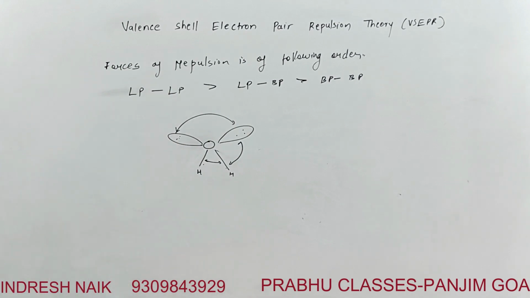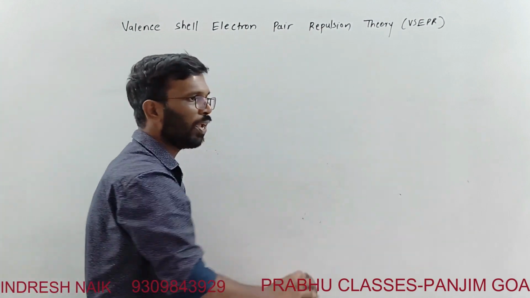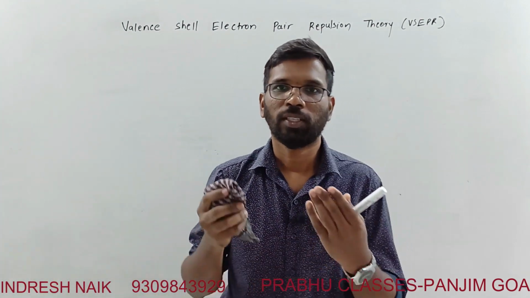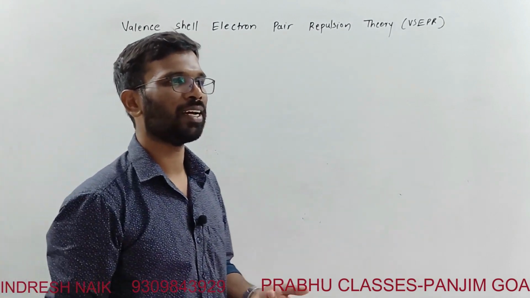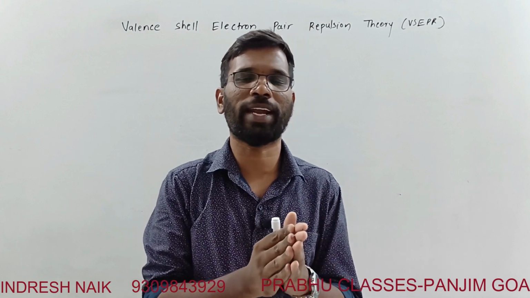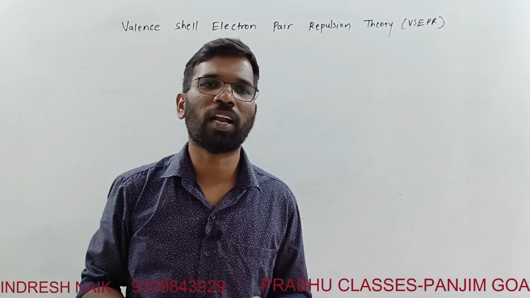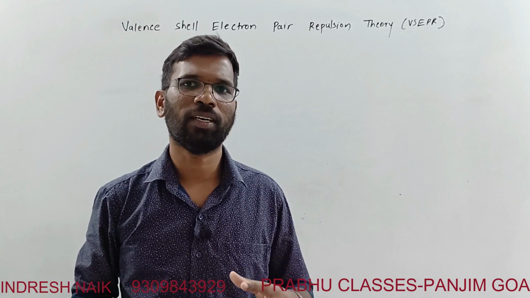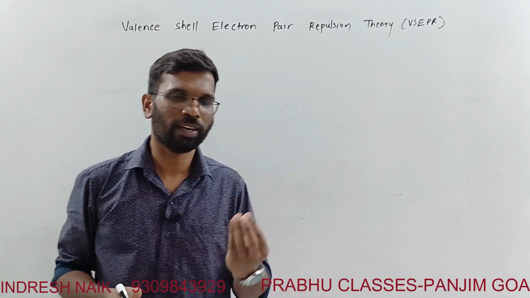Let's understand some structures using valence shell electron pair repulsion theory. Why do only certain molecules have a certain geometry? Why are bond pairs oriented so? Generally we write that the water molecule has a bent geometry, or ammonia has a trigonal pyramidal geometry. So why is it so? Let's understand this.